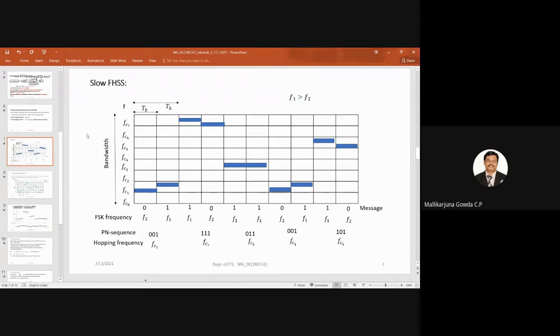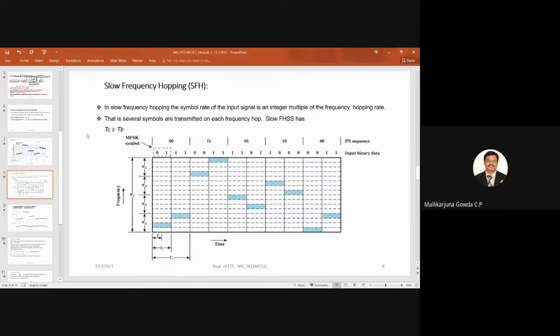And to continue with that, I have taken another example, right? Here I have used MFSK. In the previous case, I used just BFSK. Here I will be transmitting 2 bits as one symbol, right? If I want to have 2 bits as one symbol, I will be able to get 4 possible combinations, right? 0 0, 0 1, 1 0, and 1 1.